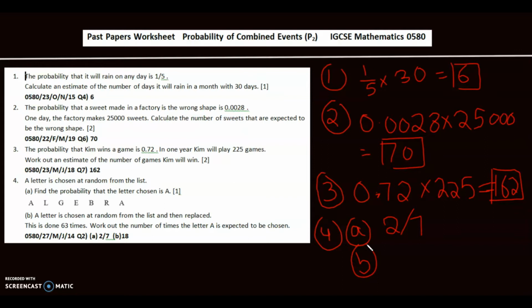A letter is chosen at random from the list and then replaced. This is done 63 times. Work out the number of times letter A is expected to come. Just like in the previous parts, you multiply 2 upon 7 with 63, which will give 18.